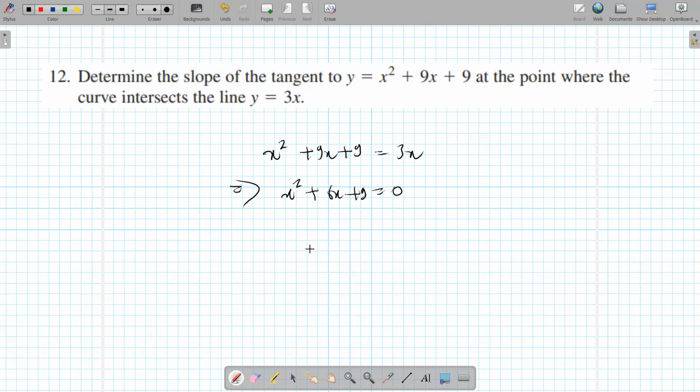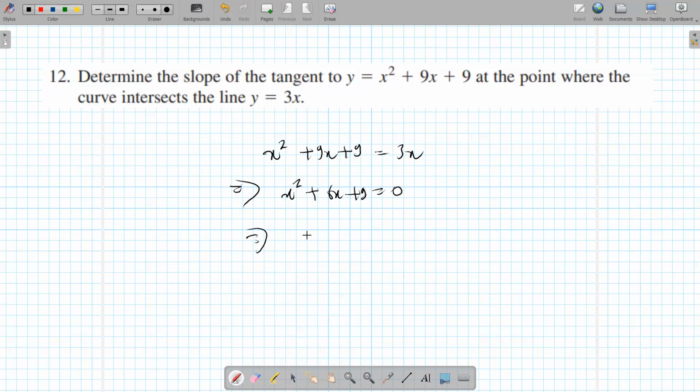Now we have a quadratic trinomial. You're doing this in school right now. How do you factor this? What are the numbers? They add up to 6 and they multiply to 9. What are the numbers? 3 and 3. Yeah, 3 and 3.